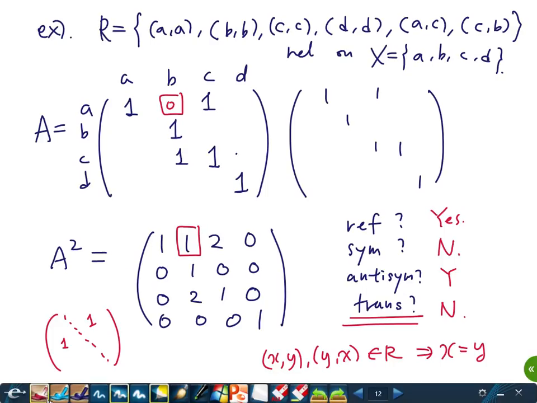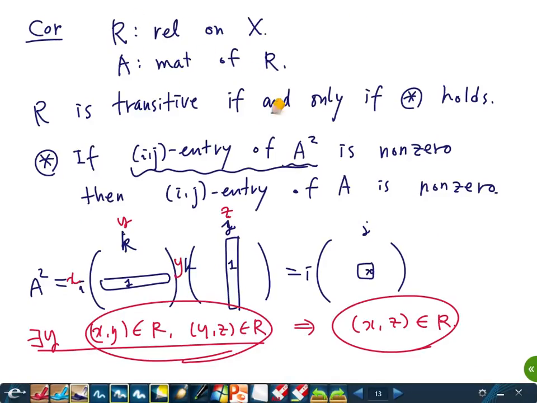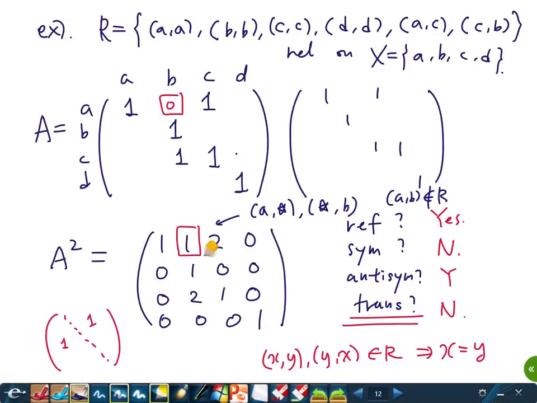Because here, this means we have A comma something and something comma B. This means A comma something and something comma B are in our relation. But this means, however, A comma B is not in R. So it cannot be transitive. Okay? That's what it means. So it will be very useful if you know this corollary. Is this okay?